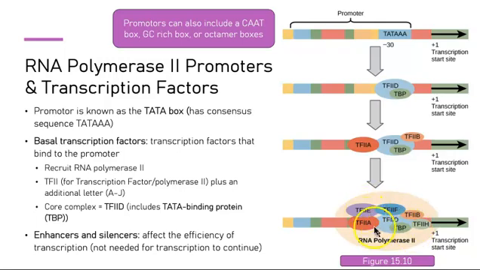And by having all of these factors and proteins in place where the promoter is, it helps to stabilize this pre-initiation complex and recruits RNA polymerase to attach. Now, sometimes we have enhancers and silencers, and they can affect the efficiency of transcription. So we don't necessarily need them for transcription to continue though.